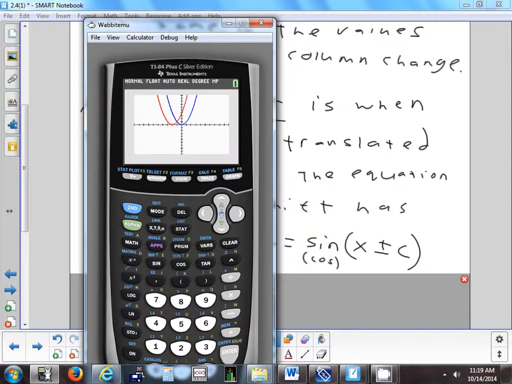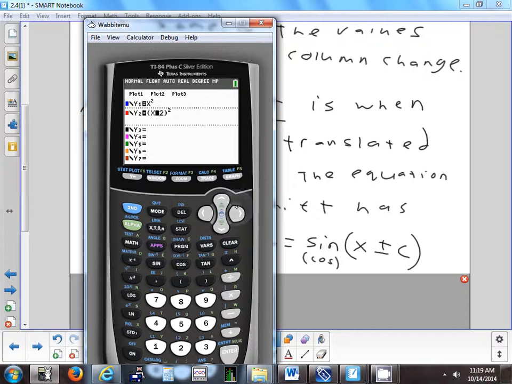Okay, so out of the 4 transformations, there's 2 that kind of work the way you would expect, kind of common sense. And then there's 2 that do the opposite of what you would expect. This is one of them that does the opposite. Okay, I know I'm doing it with a parabola, but exactly the same idea is going to apply here. If you put a plus inside, that's going to move it left.